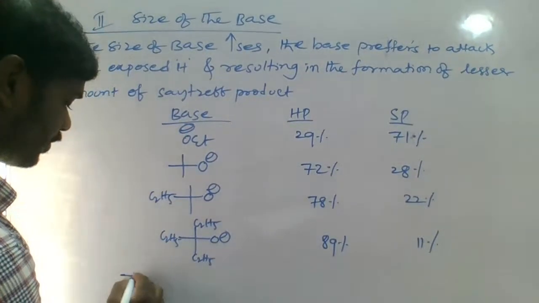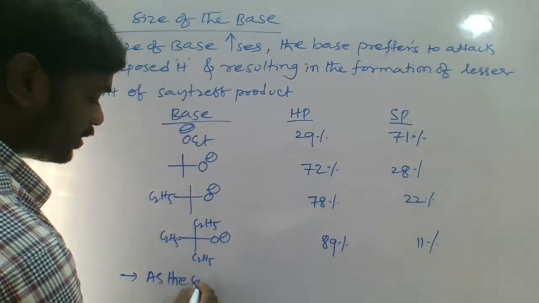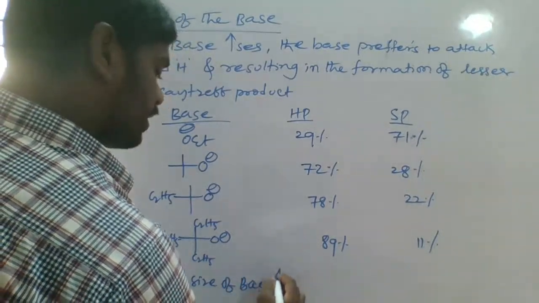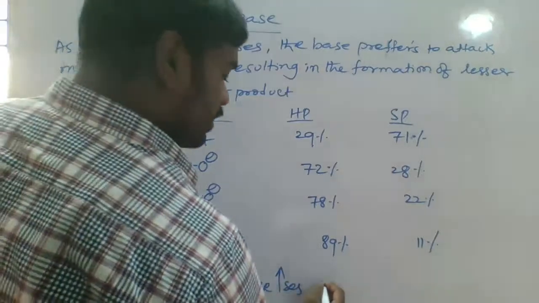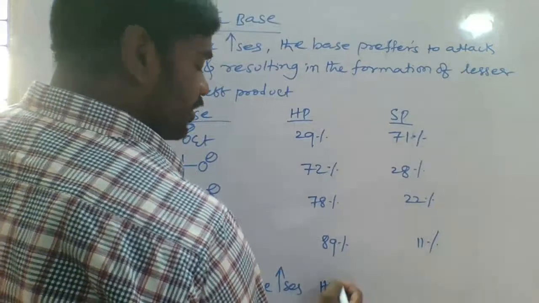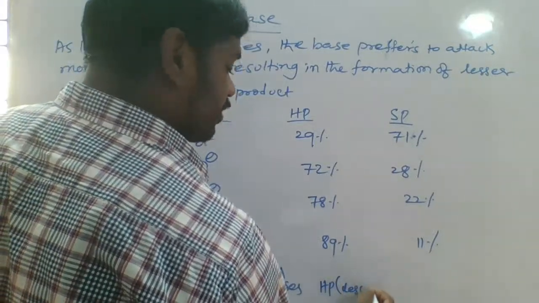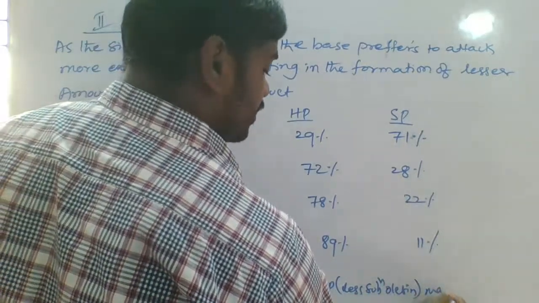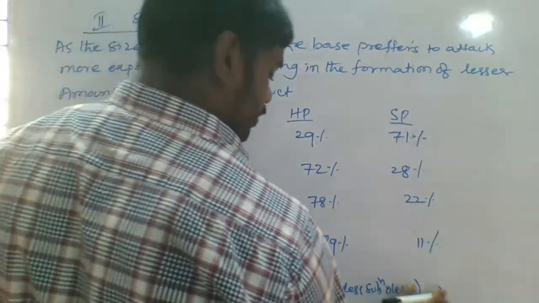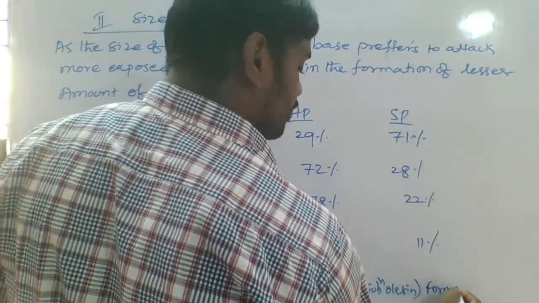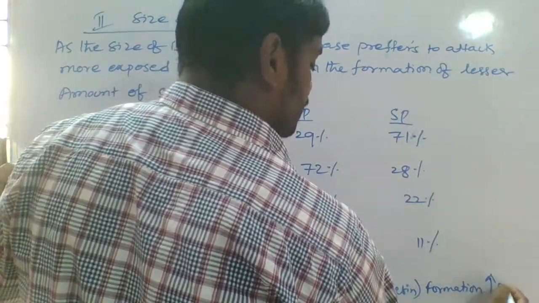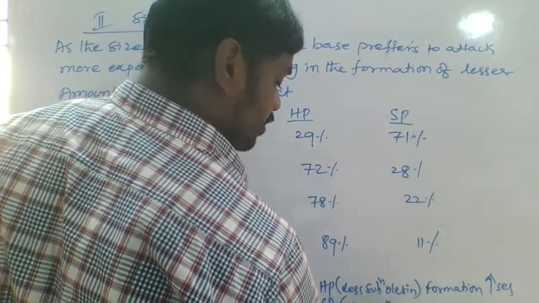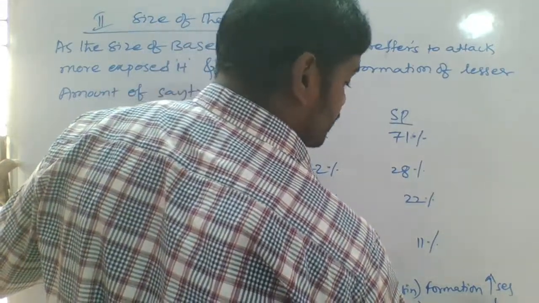In conclusion, as the size of the base increases, the Hofmann product, HP, meaning the less substituted olefin, is the major product and its formation increases, and the SP, the more substituted olefin, formation decreases.